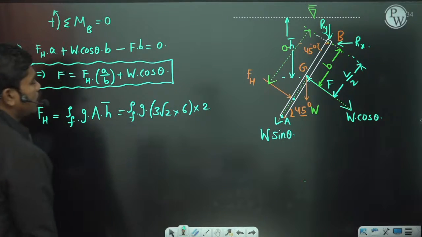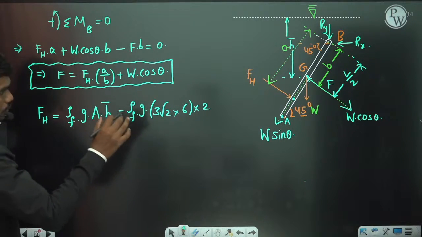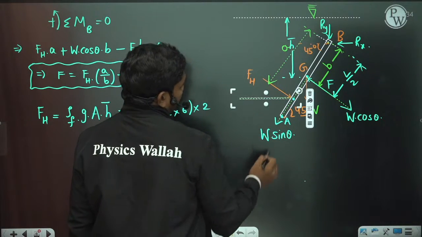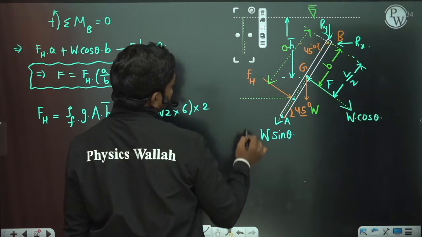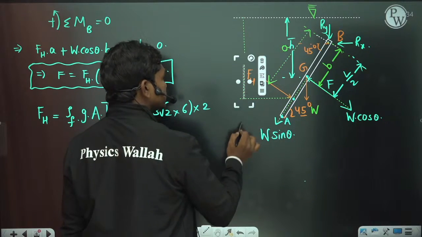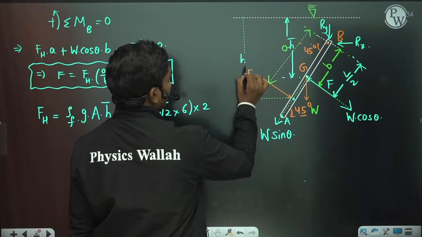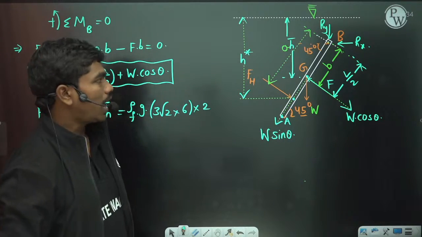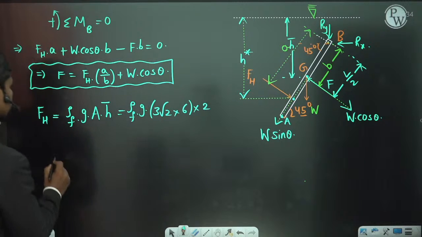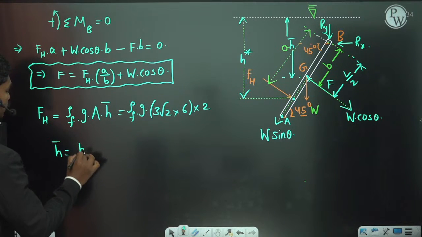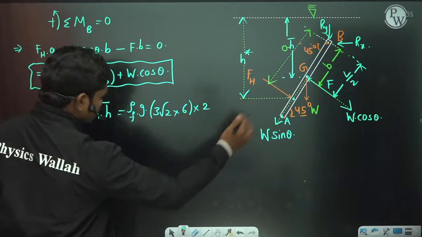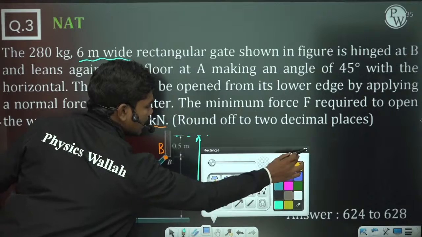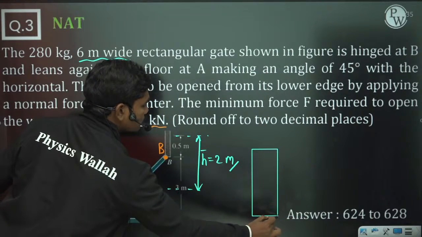Now, what about the center of pressure? This value is nothing but your center of pressure, h star. So let us see what this h star value is. How will you calculate this h star? h star is equal to h bar plus, if you take a projection of this plate, what will you get? You will get a rectangle like this, correct?